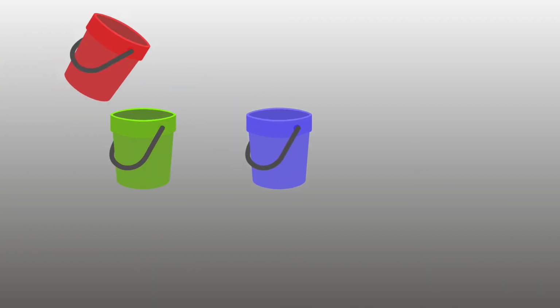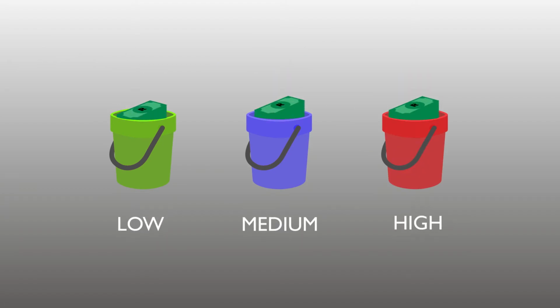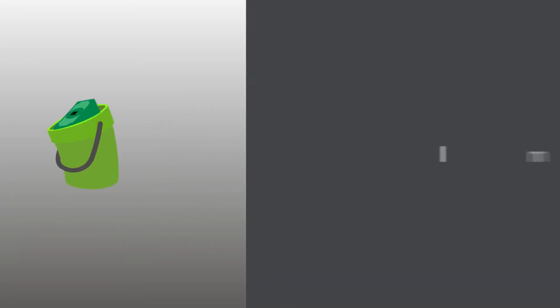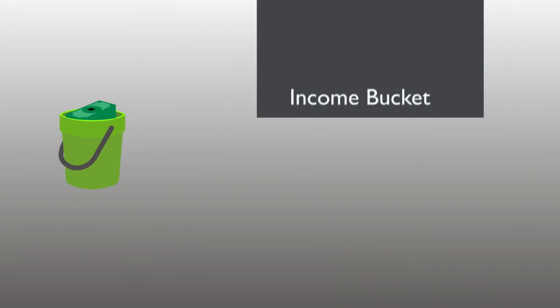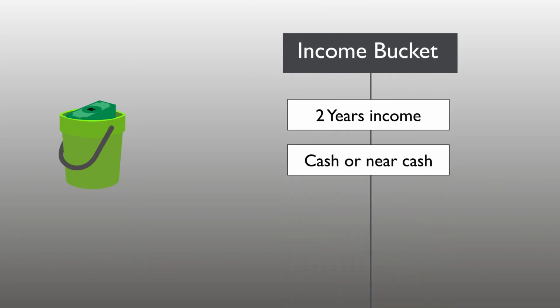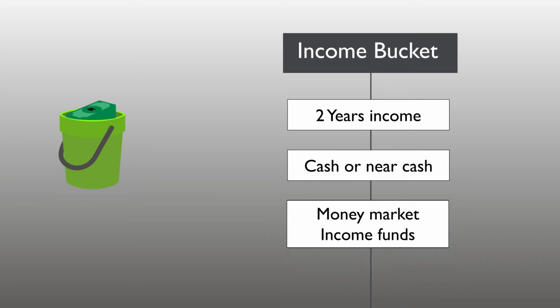It does so by dividing your investment capital into a number of buckets, ranging from no or low risk to high risk. The first bucket is your income bucket and should have no less than 2 years' worth of income. Investments in this bucket include cash or near cash, for example money market and income funds.